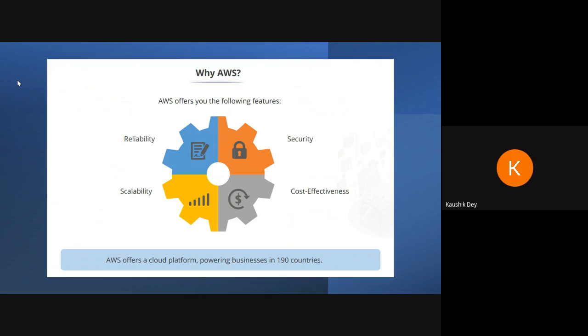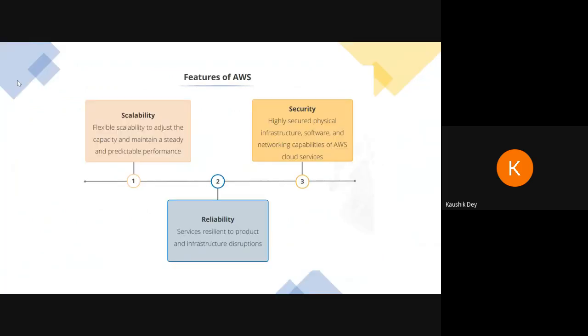And for cost effectiveness, they have 3 cost models: pay as you go, on demand, and on spot. On demand is the pay-as-you-go model, and the on spot model is cost effective on AWS. These are the features: flexible scalability to adjust capacity and maintain steady, predictable performance. For security, as I mentioned, there is reliability and service resilience to protect against infrastructure disruption.